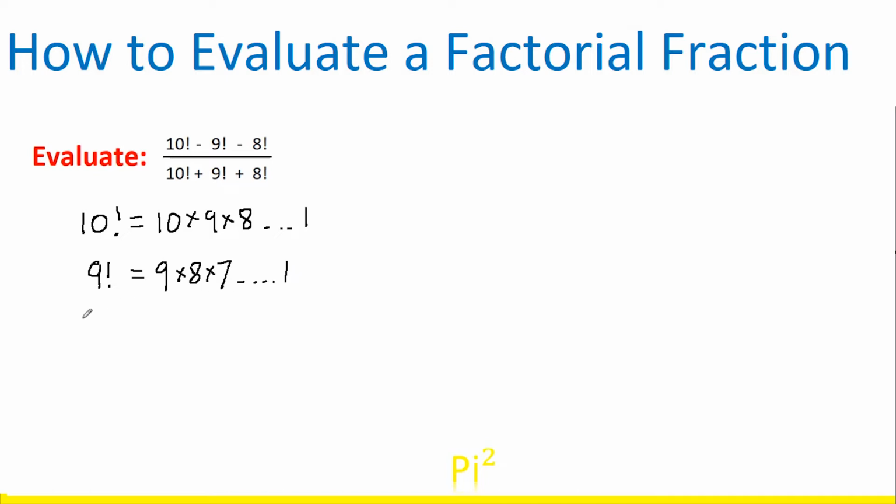Therefore, another way of writing 10 factorial is 10 times 9 factorial. And another way of writing 9 factorial is 9 times 8 factorial. Now that we understand that, let's rewrite this fraction.